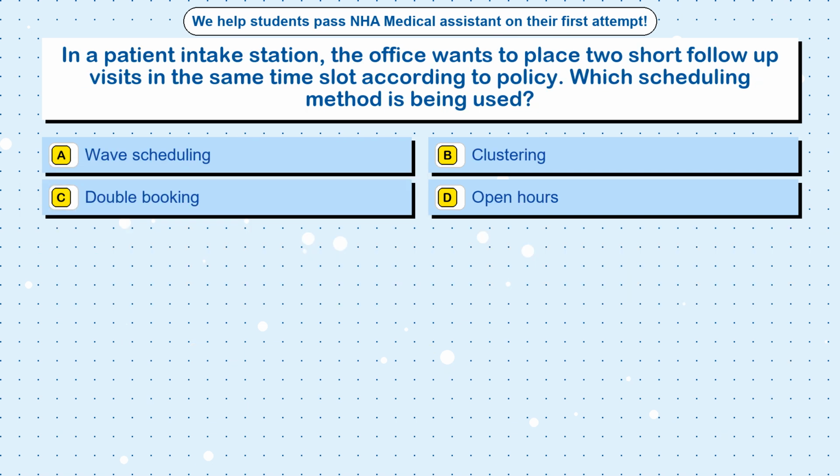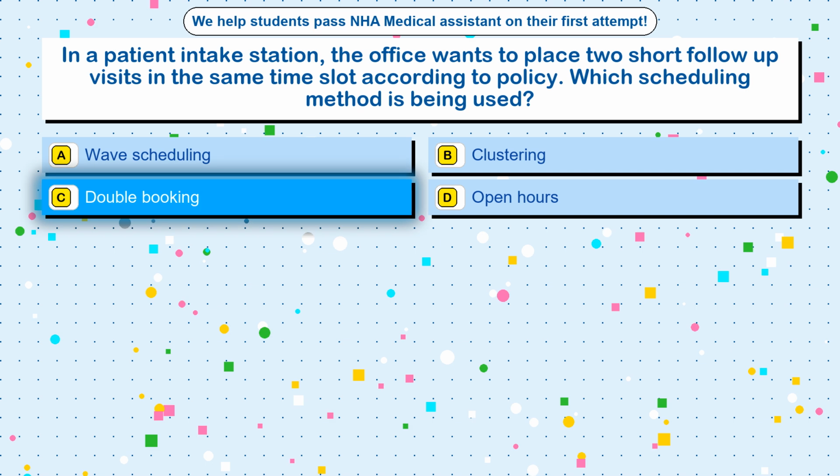Question 72. In a patient intake station, the office wants to place 2 short follow-up visits in the same time slot according to policy. Which scheduling method is being used? Option A. Wave scheduling. Option B. Clustering. Option C. Double booking. Option D. Open hours. The correct answer is option C.